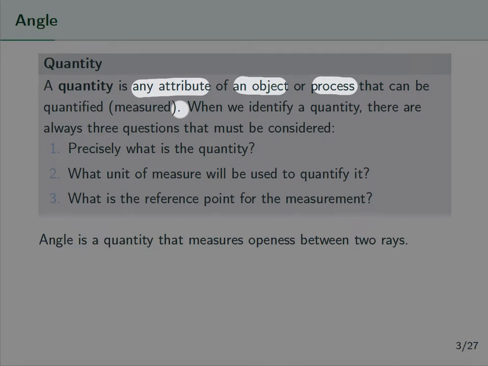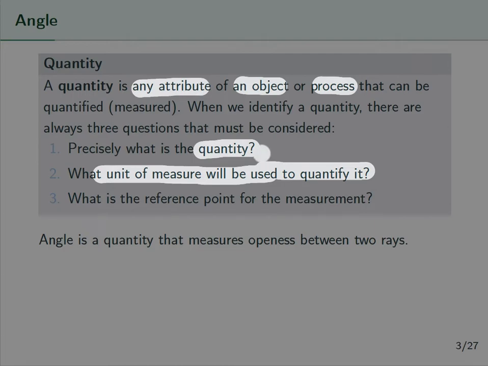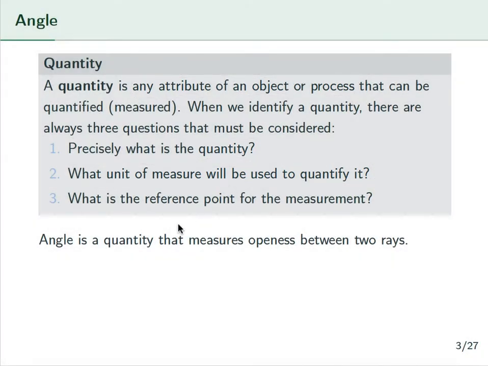So when we identify a quantity, there are always these three questions. So here, when we think about angle, we have to think of what is the quantity of the angle and what unit of measure will be used to quantify it. So these two main questions are very common for us to consider when we think of a quantity. So angle is a quantity that measures openness between two rays.